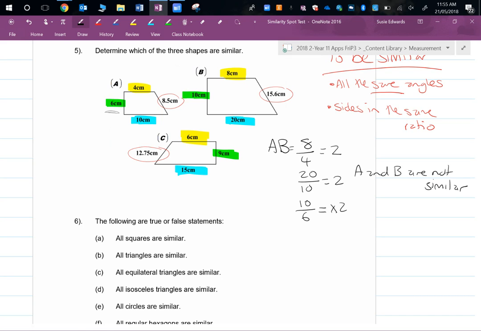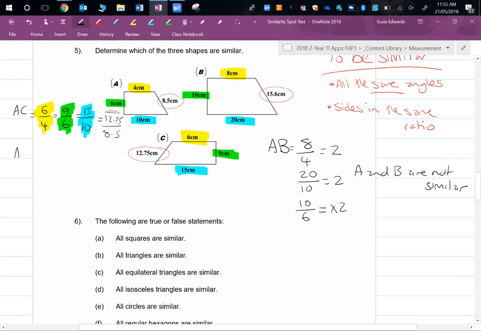All right, so let's have a look at A and C. So 6 divided by 4 is 1.5. Is that equal to 9 divided by 6, which is the green ones? So hang on, this is yellow, this is the green ones. So that is 1.5. Yeah, so still the same. Let's keep checking then. So let's go with the blue ones, 15 divided by 10. Is that the same? Yes, and the last one is 12.75 over 8.5.